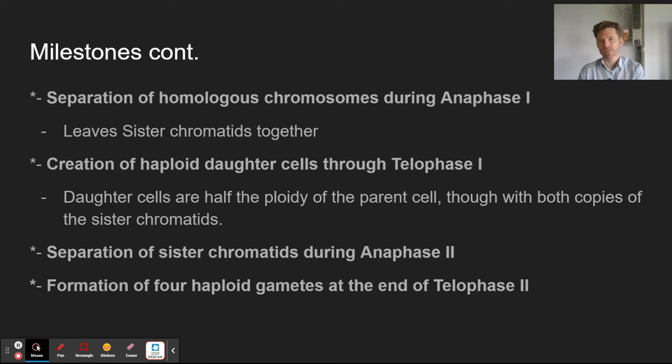Right? And so the only interesting thing that happens really is that during Anaphase II, now I'm taking those sister chromatids and I'm separating them. Right? And then at the end of Telophase II, I now have my haploid gametes. Full haploid gametes. They have one copy of each chromosome, ready to make babies.